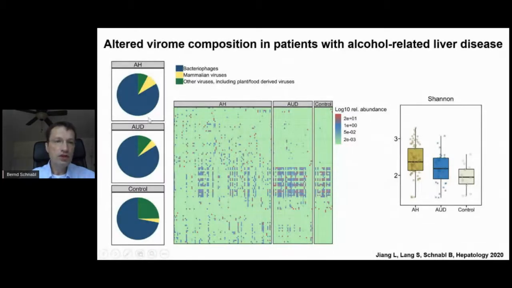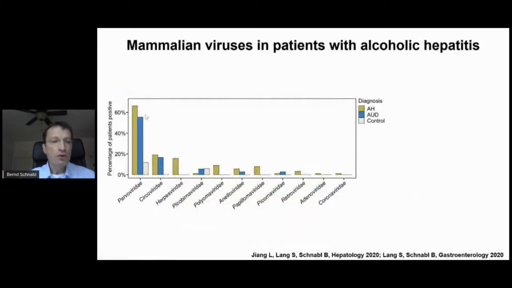And as you can also appreciate already by these pie charts here, one of the significant changes that we found is that the mammalian viruses shown here in yellow are actually increased in alcoholic hepatitis patients. What we found is that, for example, the two most significant changes were the Parvoviridae. And again, this is in feces, this is not in serum. About 50% of the patients with alcoholic hepatitis and alcohol use disorder had Parvoviridae present as compared to the control patients.